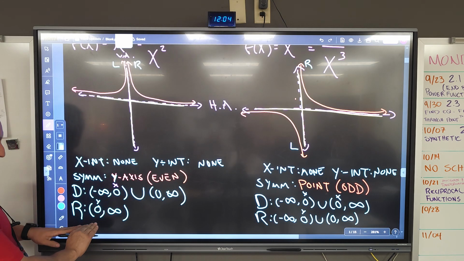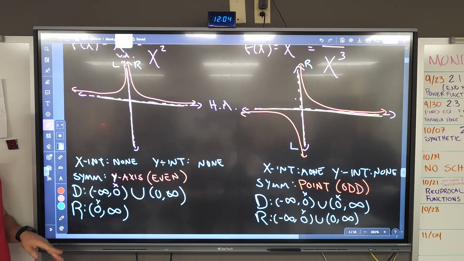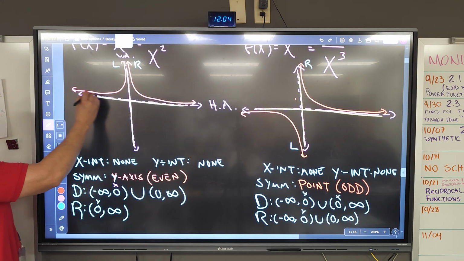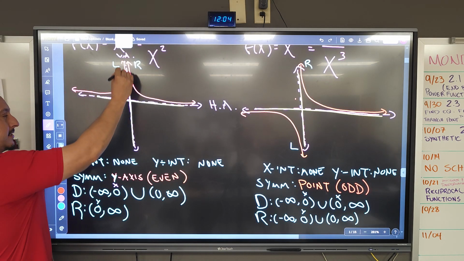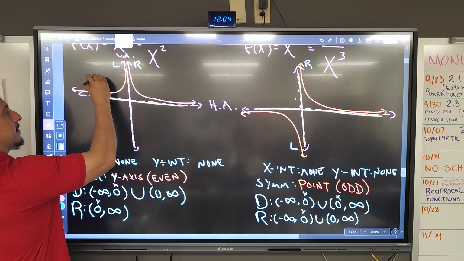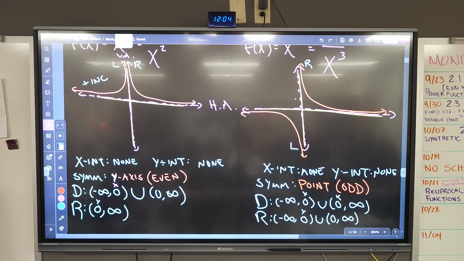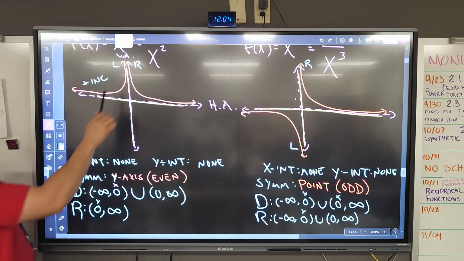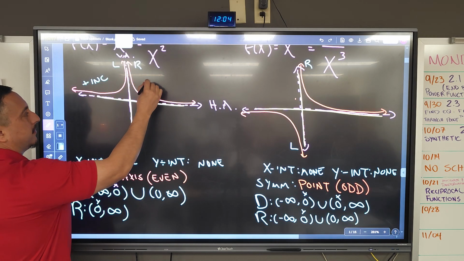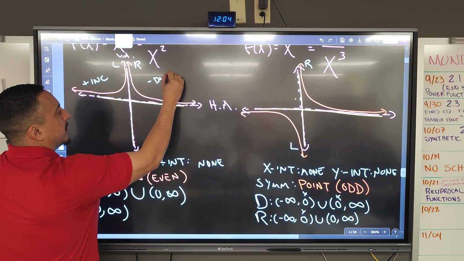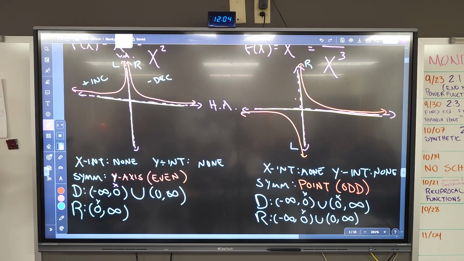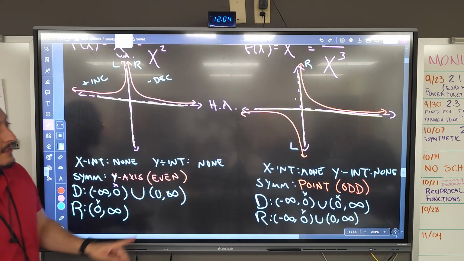Now I should write increasing, decreasing down here, but I'm going to write it on the graph. Is this part increasing or decreasing? Increasing. We just put I and D, is that okay? It's increasing. What about this part right here? Decreasing. Now, to me, when I see I and D, I know what I'm talking about. If you don't know, write it out: increasing, decreasing. It's your notes. They have to make sense to you.